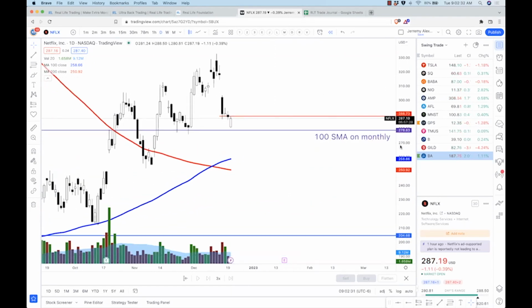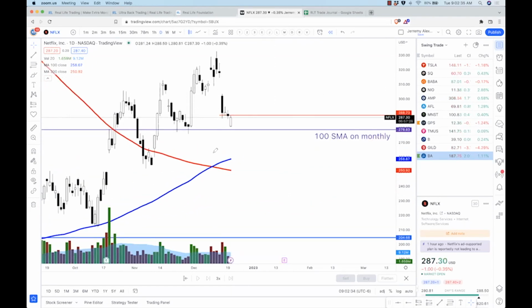We now have a pretty strong support level on Netflix. So again, you got this support here, and you got this support here, and you have the 100 simple on a monthly. So we can have a pretty good idea going forward, team. This is, again, information that you can use for the next few weeks.